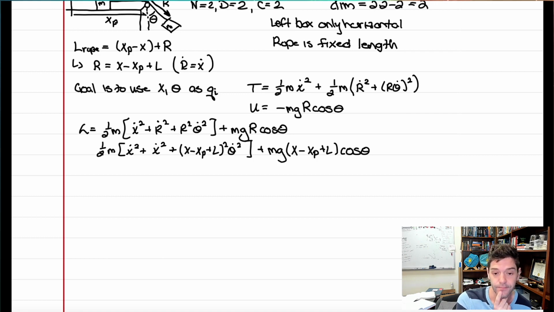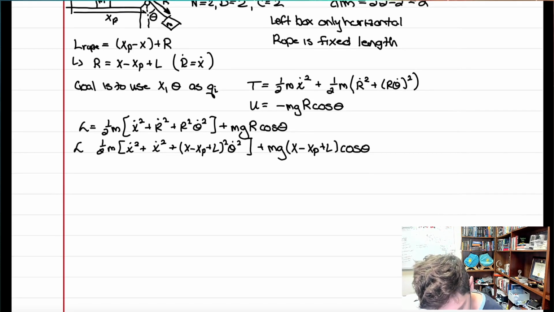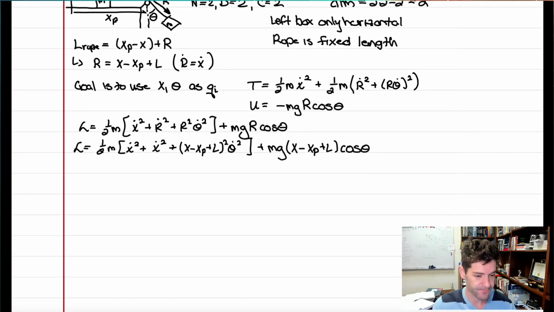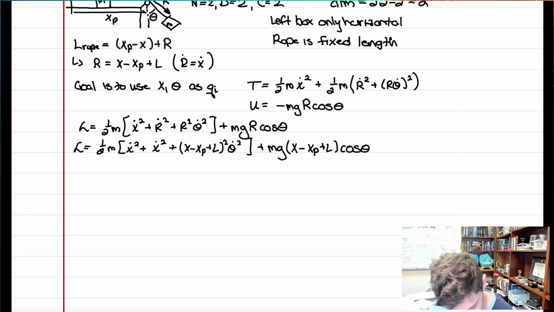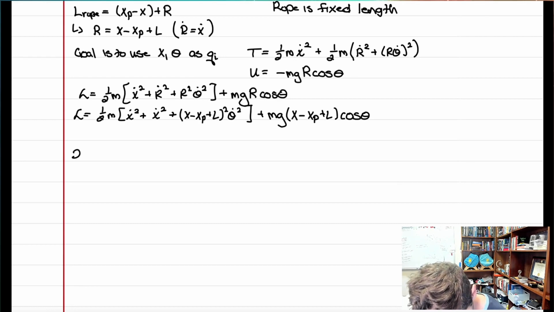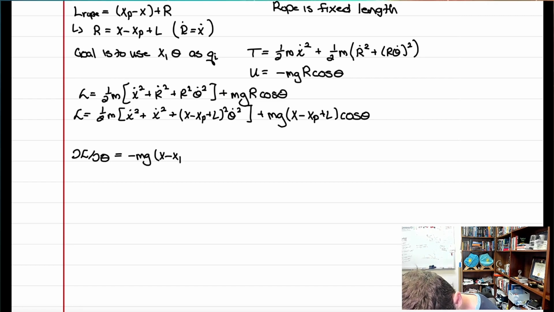All right. That took some work, but now I have this one function that's written in terms of my two coordinates. Now, all I do is just crunch through the machinery of Lagrange's equation. So let me do theta first. So dL by d theta. If I scan through, theta only appears in that cosine theta. So this is going to be negative mg times x minus x p plus L times sine of theta.